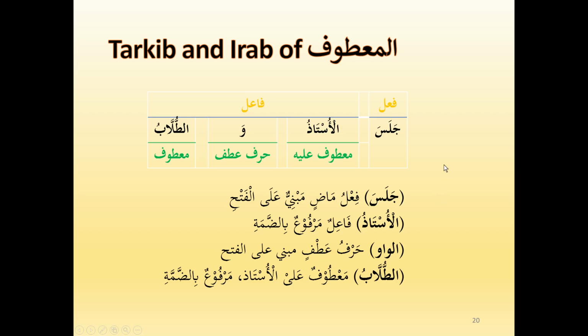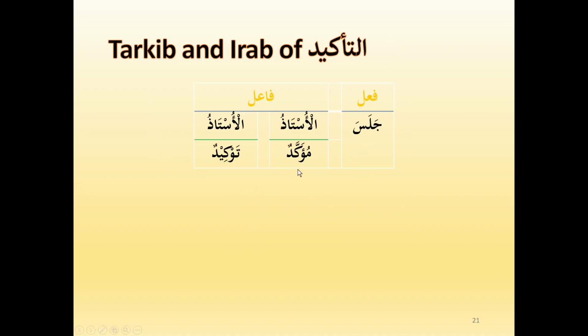Then we have for ta'kid, for emphasis, two types of ta'kid. So we're going to look at two cases. Here when we say ustazu, ustazu, we're repeating it again. So we would say Ustad did indeed sit, because we're emphasizing that it is him who sat, no one else. So this is your muakkadun, and this is your tawkidun.